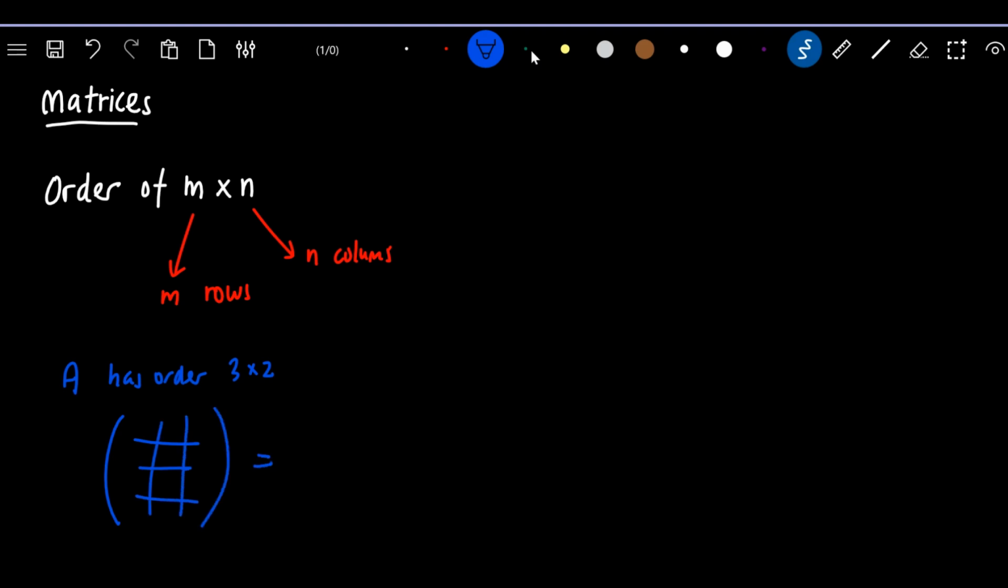So something like this, like 1 0, 0 1, 0 0, that means some numbers inside, or we can write x y z and a b c. Okay, so it has 3 rows and 2 columns.